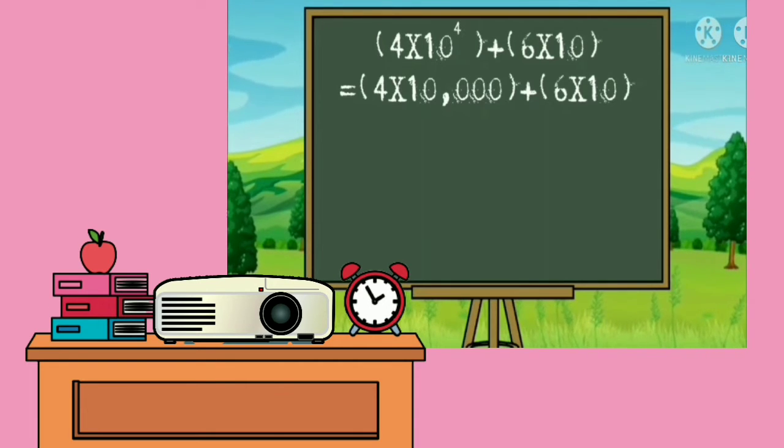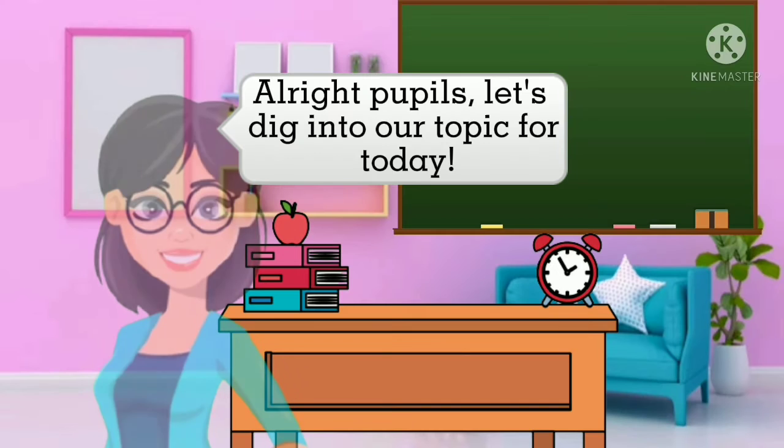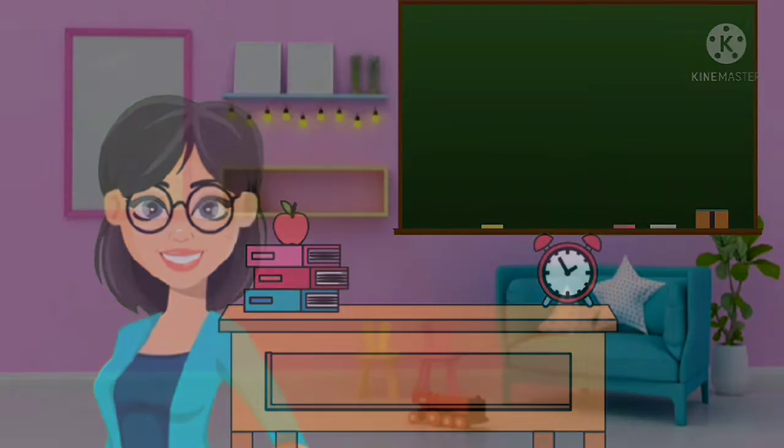Open parenthesis, 4 times 10,000, close parenthesis, and just copy the addition operation, then open parenthesis, 6 times 10, close parenthesis. Now, 4 times 10,000. Alright, 4 times 10,000, we have 40,000. Then copy again the addition operation and 6 times 10. 6 times 10 is equals to 60. Now we have 40,000 plus 60. Therefore, our final answer here is 40,060.